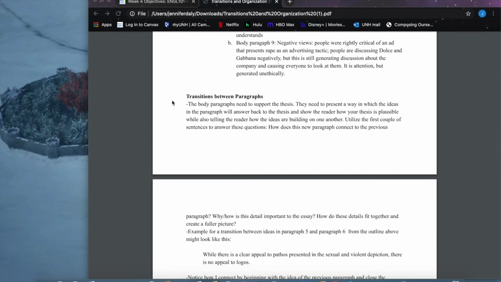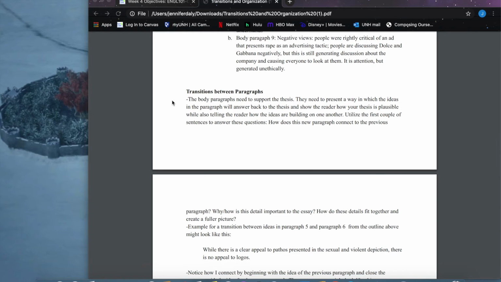Now, transitions, two different kinds: transitions between paragraphs and transitions within paragraphs. Transitions between paragraphs are words or phrases that connect this paragraph to the one that came before it, or they might come at the end of the paragraph to set the reader up for what's coming next.